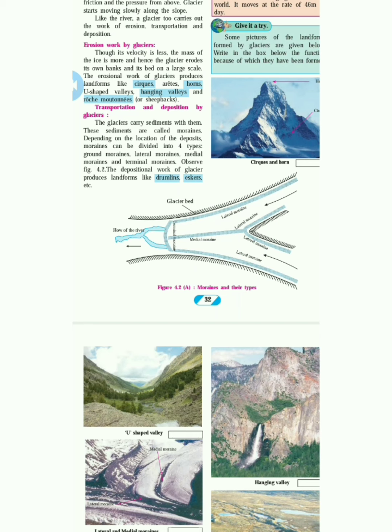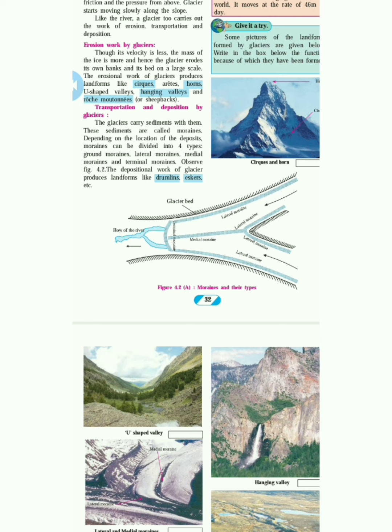Today we are learning the second part of exogenetic process, part 2, that is your chapter number 4. In this chapter we are learning about erosion. What is erosion? The process of eroding or being eroded by wind, water or other natural agents. So these are different kinds of agents which do the work of erosion, transportation and deposition.